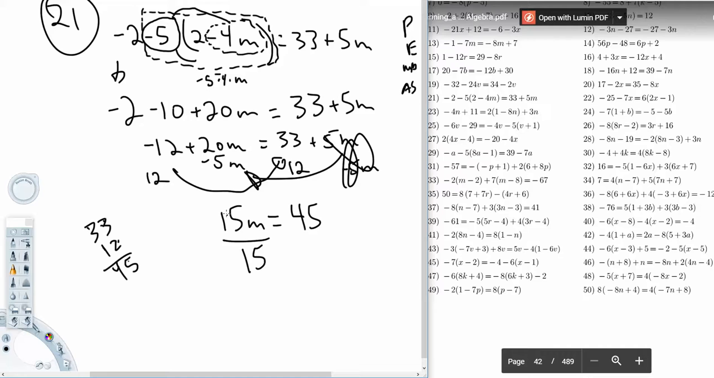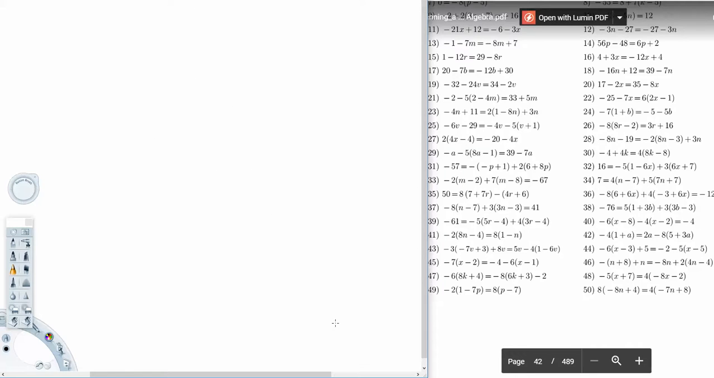15m divided by 15 is going to isolate the m, and that gives me 3. Am I right? Am I wrong? What's going on? Yes, it's good. All right, and we'll continue on the next problems after.